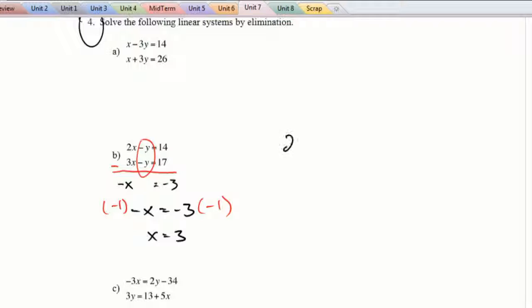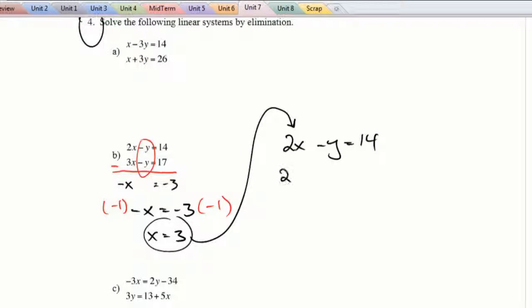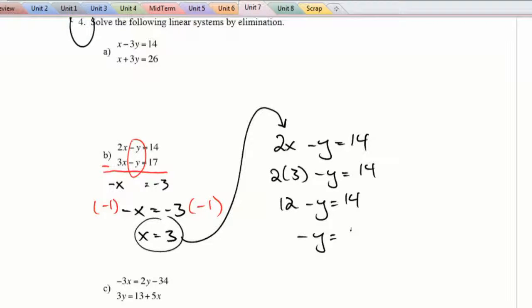Then I'm going to pick my equation, so I'll just start with the first one. 2x minus y is 14. I'm going to put the x in, so 2 times 3 minus y is 14. 6 minus y is 14. Subtract 6 from both sides. End up with negative y equals 14 minus 6, which is going to give me... I get y is negative 2. So my solution is 3, negative 2.